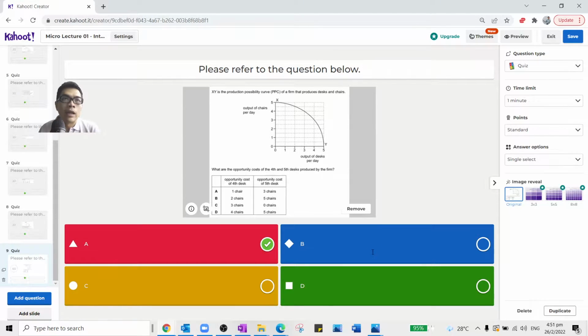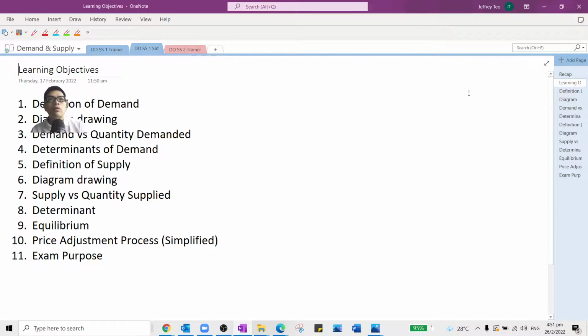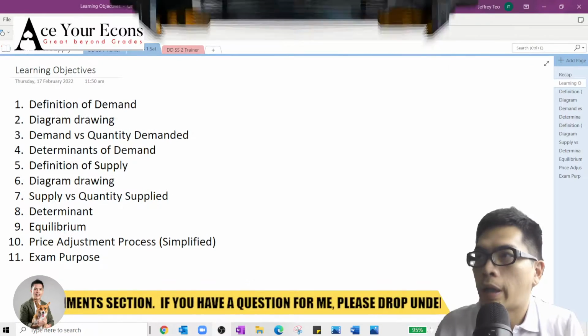Unfortunately, it seems like it's not very promising. So let's see how we can bring in more revision on opportunity cost. With that, I'm going to move on to today's objective. So today we'll be learning about demand and supply. I'm going to toggle back.